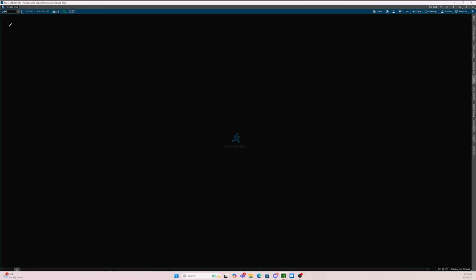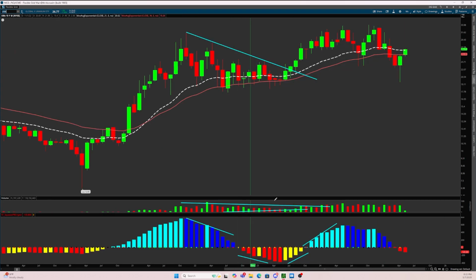If we head on over to uranium, same exact setup. As we can see, holding on top of the 21 and 34 EMA, we're squeezing for many months in a row. Price finally breaks out. What happens? I get long and I catch this entire move up.